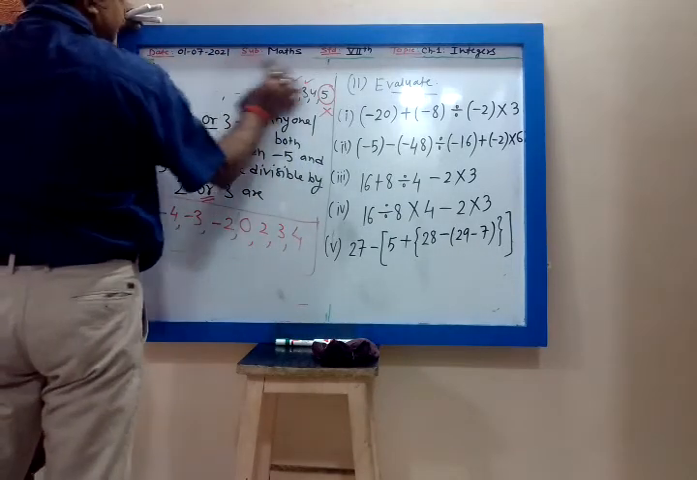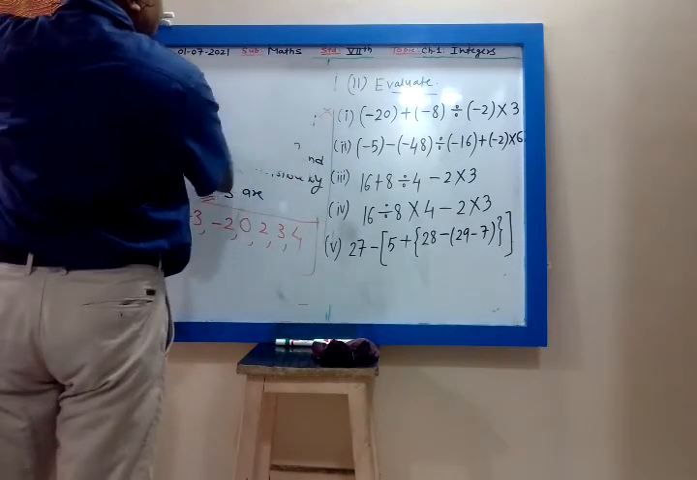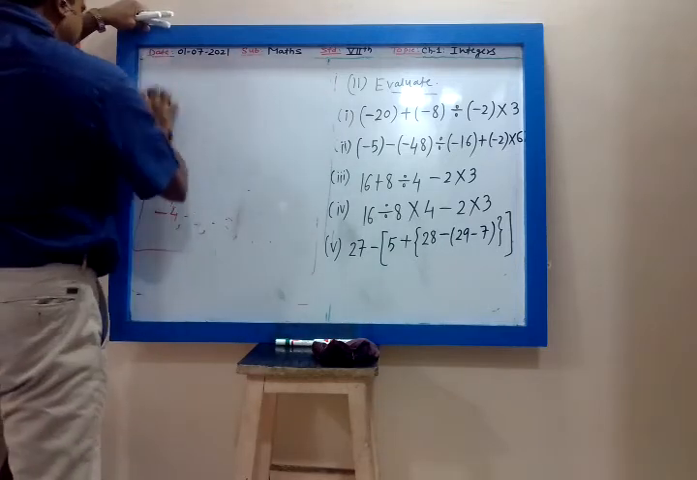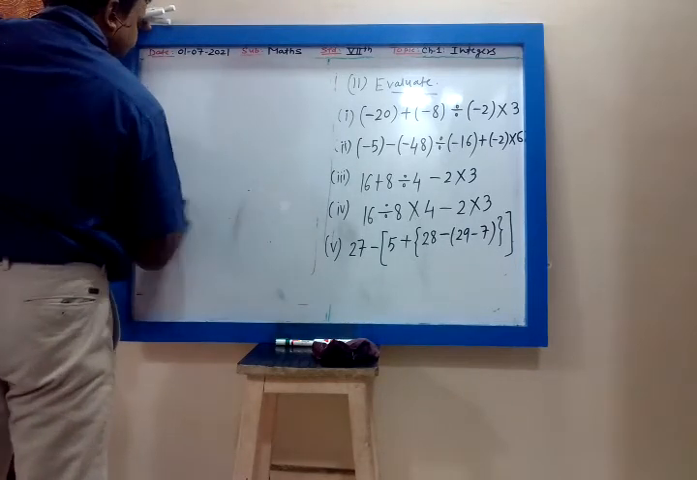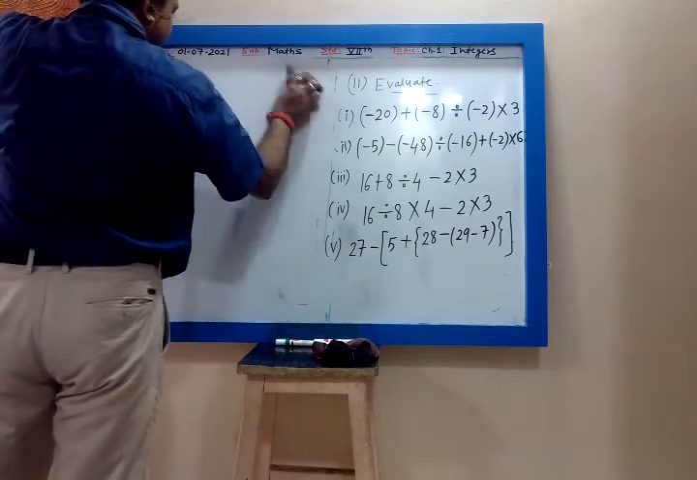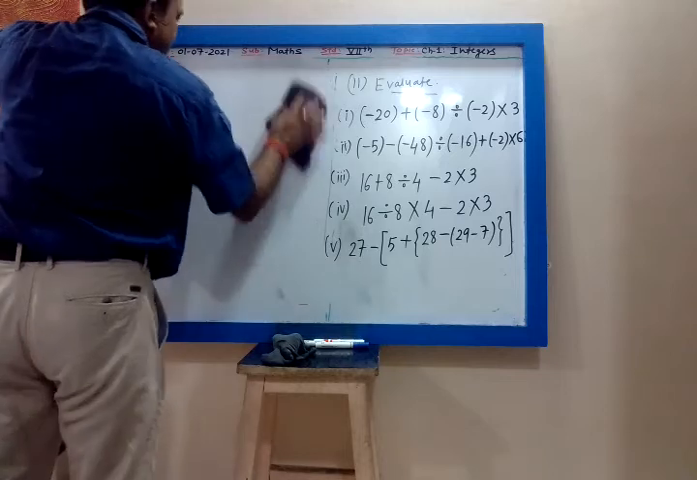Then sixth one. First you will simplify parenthesis, then curly, then square bracket. First vinculum, then parenthesis, then curly, then square, and inside that bracket you have to follow BODMAS.